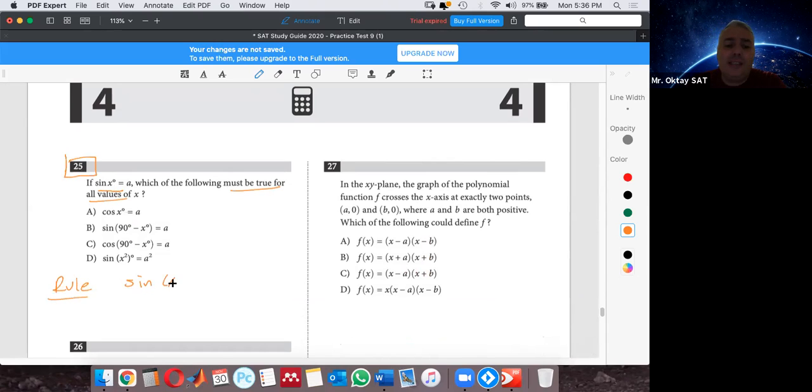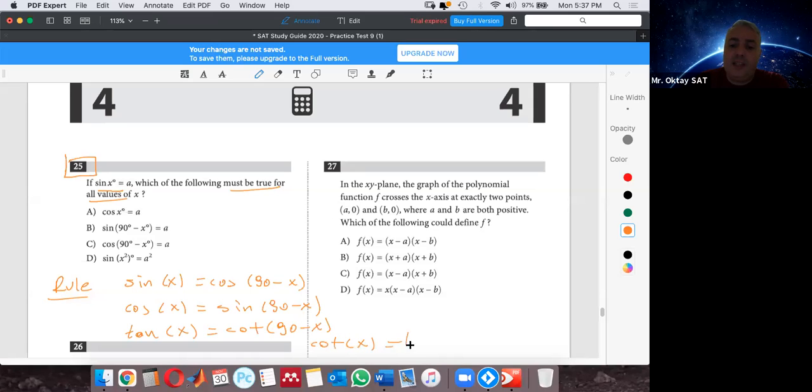Sine of x is equal to cosine of 90 minus x. That's it. Similarly, cosine of x is sine of 90 minus x. Similarly, tangent of x is cotangent of 90 minus x. Cotangent of x is equal to tangent of 90 minus x.